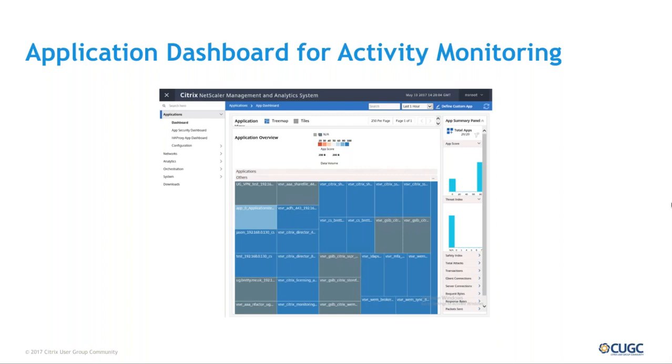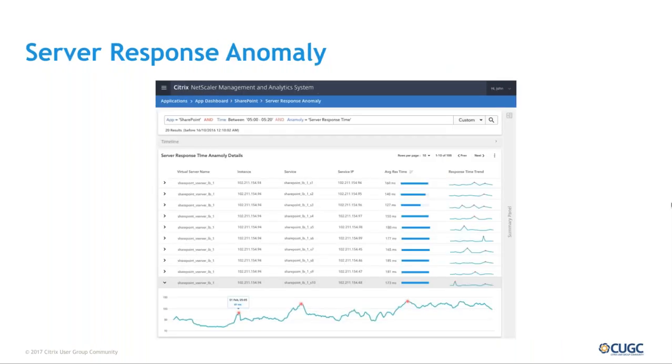There's a new app dashboard for activity monitoring. This is one of the reasons that wizard's there when you first deploy NMAS. It's clearly changed a lot from how it used to look. You've got this tree map or tiles which mirrors the Windows 10 start menu. On the right there, it will give you a bunch of information around your total applications that are defined. You can define custom applications in here that can consist of more than one load balance vServer. So if you have a three or four tier application, you can wrap all of them up into a custom app in the same way that you could on 11.1, but it will display all the information front and center right on the app dashboard.